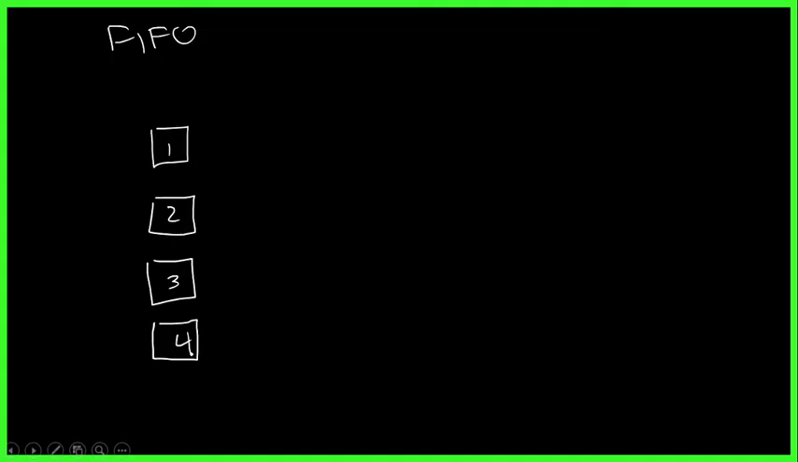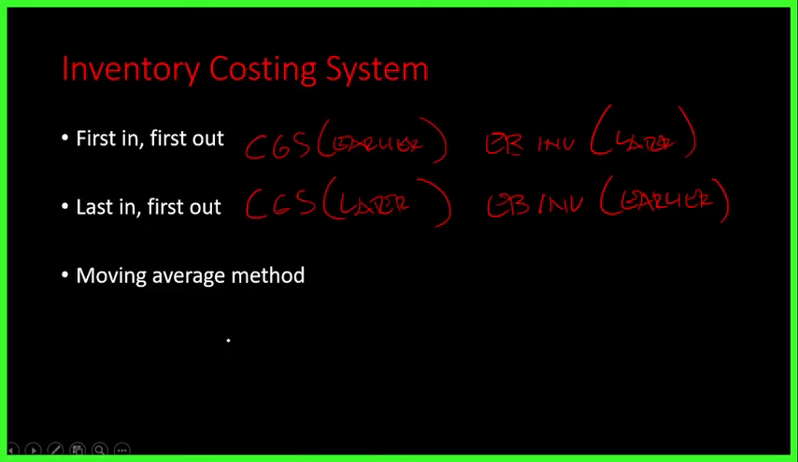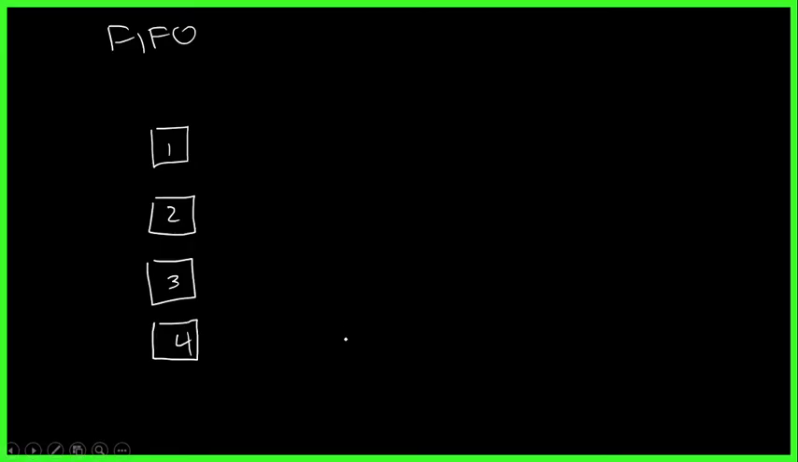And using FIFO, we assume that yung nabenta or yung nagamit will come from your earlier purchases. So that's your first in, first out. Tama ba? Cost of goods sold will come from earlier purchases. So, let's assume that you were able to sell 3 units.